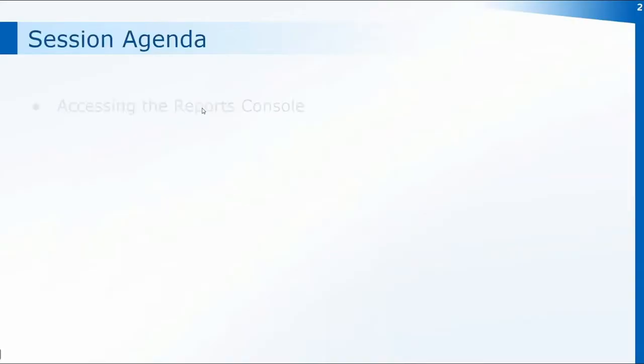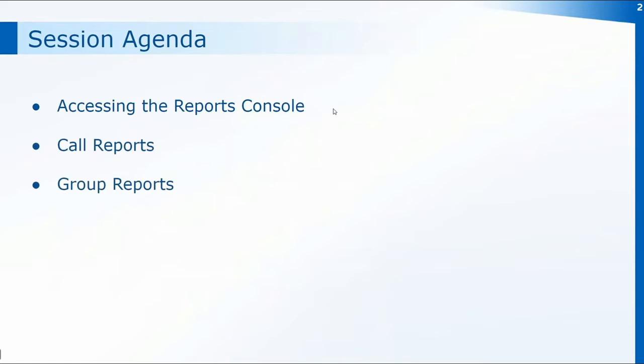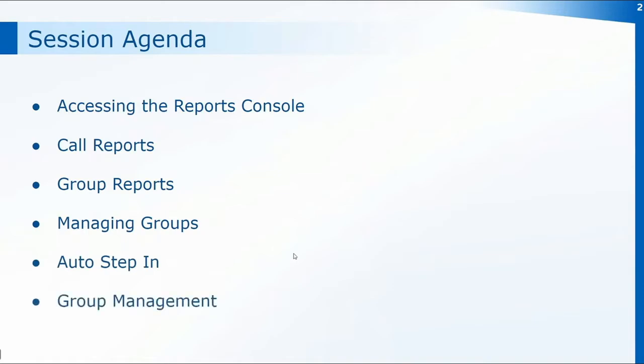So today we're going to be looking at accessing the reports console, because within there we'll have various reports that we can use to see how the team is performing within the practice. We'll look at the call reports, we'll look at the group reports so that we can see how the individual teams are performing, and then we'll also look at how you can add members into the groups and manage those groups through the service delivery console. There's a couple of options then when it comes to getting extra people into the teams during the holiday period. So we'll look at auto step in and also the manual group management through the user console.